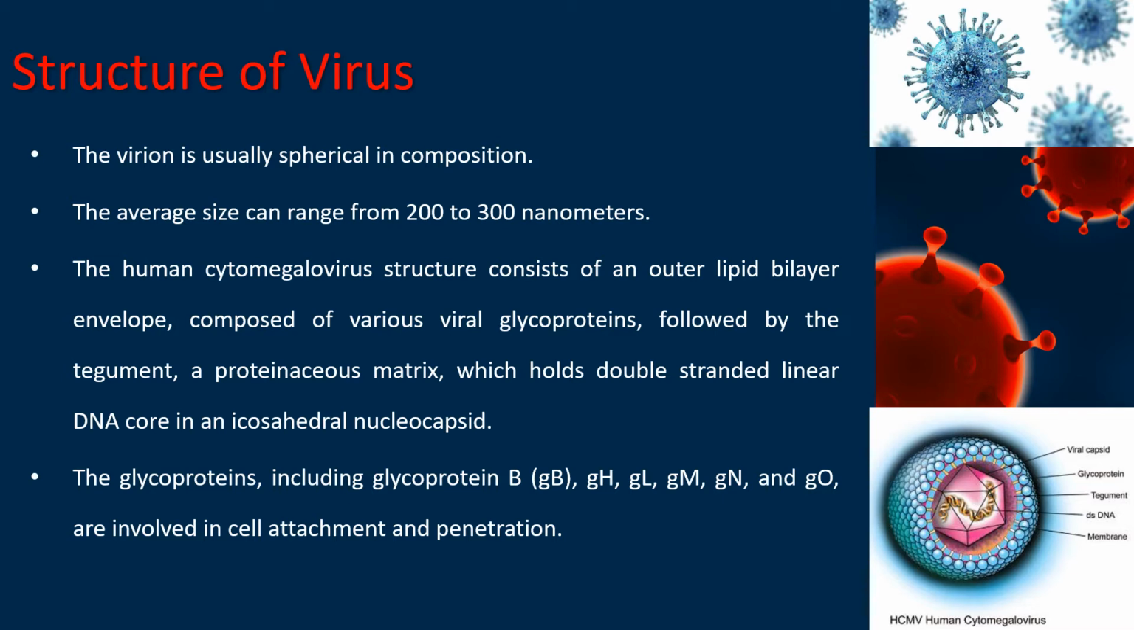The glycoproteins present on the surface of the envelope are of various types. In this cytomegalovirus, the glycoproteins are glycoprotein B, that is gB, gH, gL, gM, gN and gO, and all these glycoproteins are involved in the cell attachment and penetration of this CMV virus into the host cell.